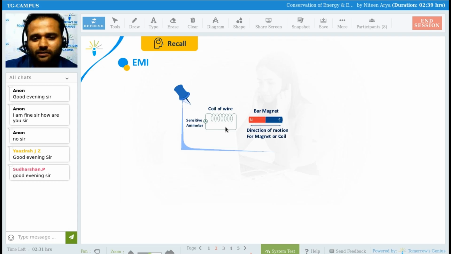In the last class, electromagnetic induction. I hope and I believe everyone knows this. What is EMI? Electromagnetic induction is a phenomenon. EMI is already written down.